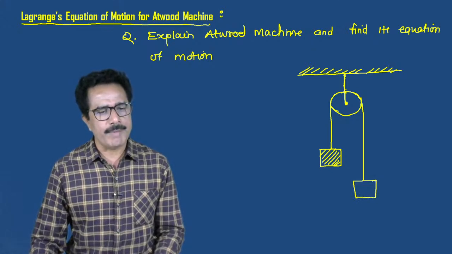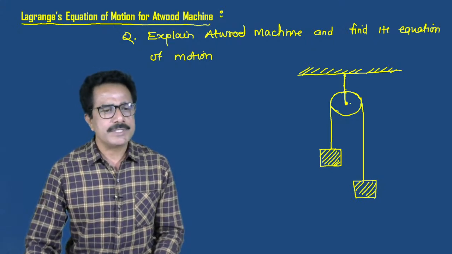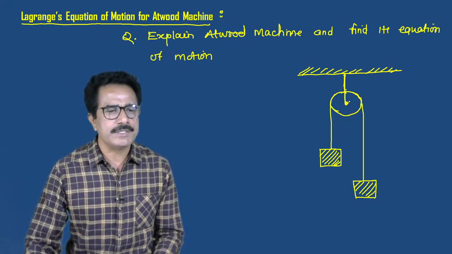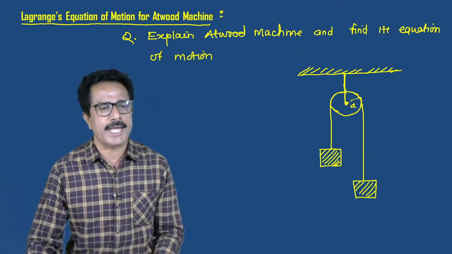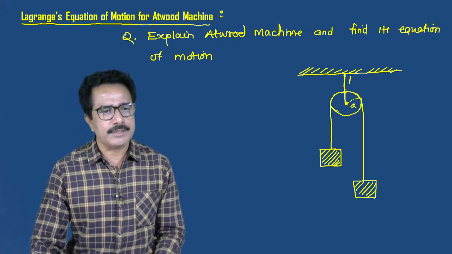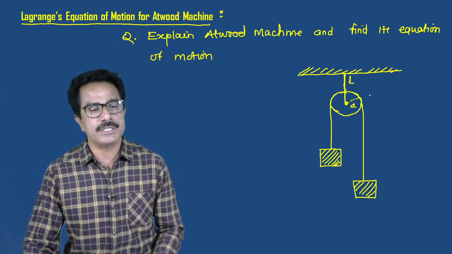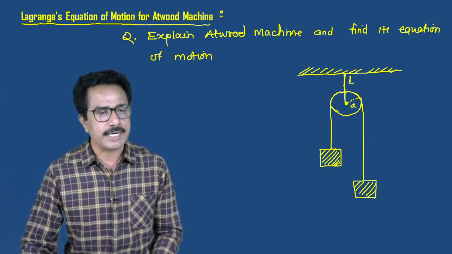These are the two masses which are attached to the pulley. Suppose that the radius of this pulley is small a. This total length is the string of the length which is attached to the pulley. This is a circle. Circle means actually this is a pulley.